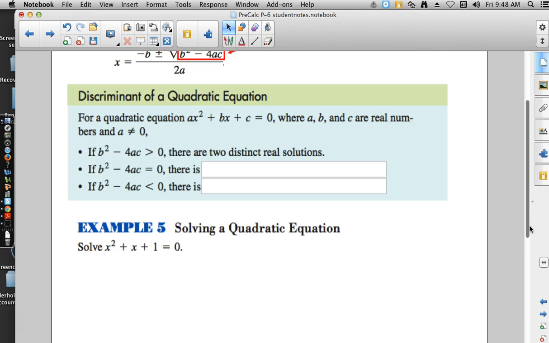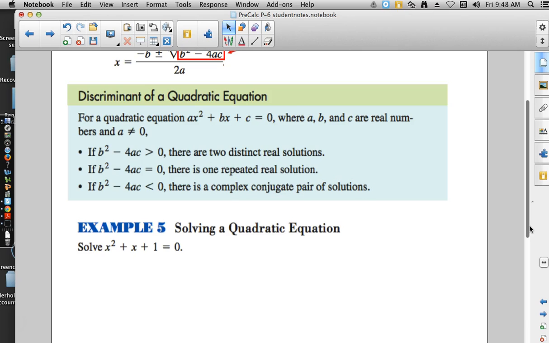And that's because your graph just hits the x-axis and bounces off. It's called tangent to that. That's one repeated real solution. Bouncing gives you that tangent that counts for 2 solutions. But if b squared minus 4ac comes out less than 0, which is negative, there is a pair of complex conjugate solutions. They have it down here as complex conjugate pair of solutions.